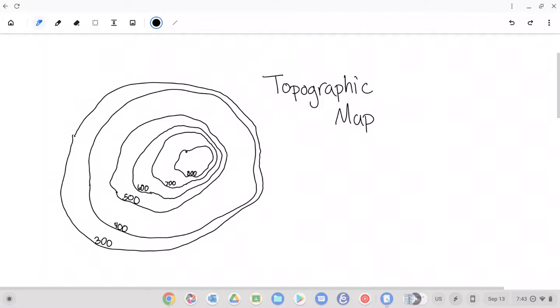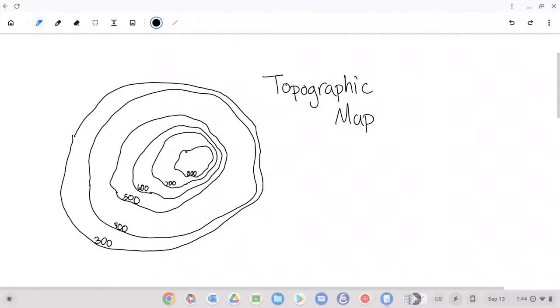When we are reading a topographic map, we first need to understand that the lines on the map represent areas of a specific elevation. This outermost line, which is labeled with a 300, represents 300 feet of elevation. Anywhere that line touches is exactly 300 feet above sea level. The next line in is labeled 400 feet, so everywhere that line touches is exactly 400 feet of elevation.